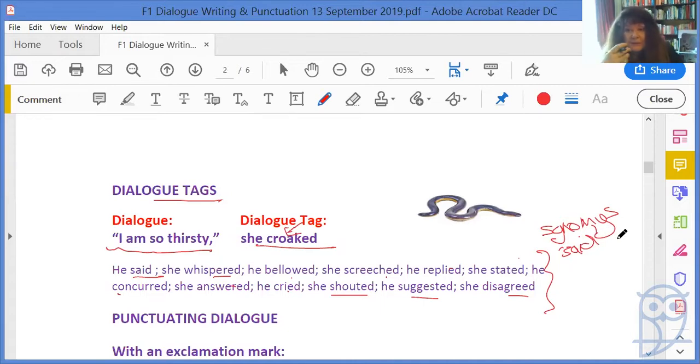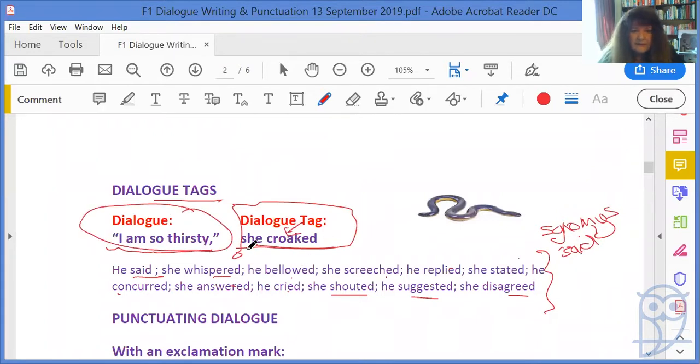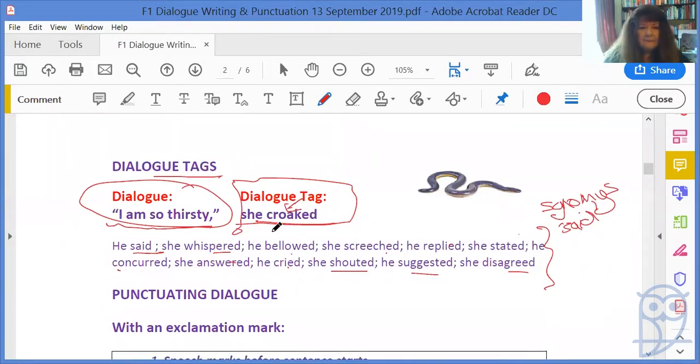You've got to show something in that character. She cried, he shouted, she screeched, bellowed. You are showing us something about the person and the plot by doing that with your dialogue when you write it. So the dialogue tag merely means how the person speaks, or she said. So that's the dialogue tag. That's what it's known as, okay?